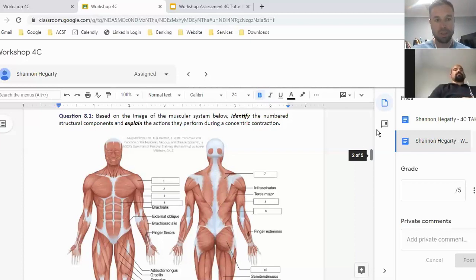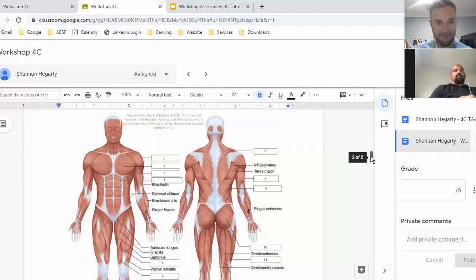So what's 3? 3 is the bicep. You might write biceps brachii, B-R-A-C-H-I-I, the correct terminology there. And then what we talked about just before: what's its primary movement? Elbow flexion, yes, elbow flexion during the concentric phase. Again, just stuff that we need to brush up on here.